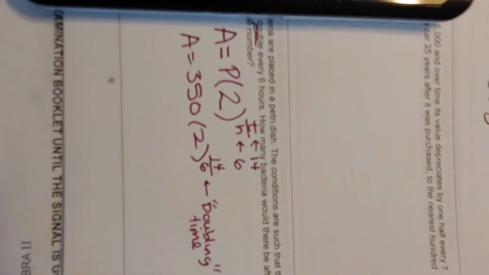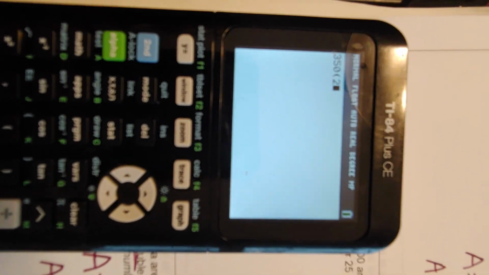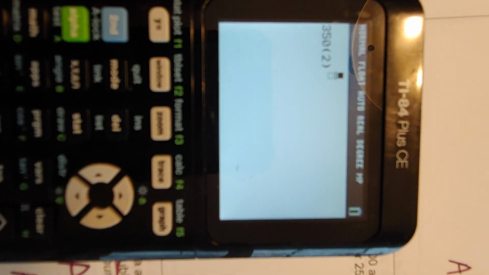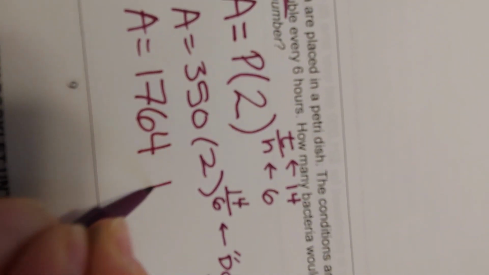Okay, so again, we're going to go into our calculator and type in 350, that's what it starts with, times 2 raised to the, alpha y equals, I can make a fraction, 14/6. To the nearest whole number, we'll have 1,764 bacteria after 14 hours.